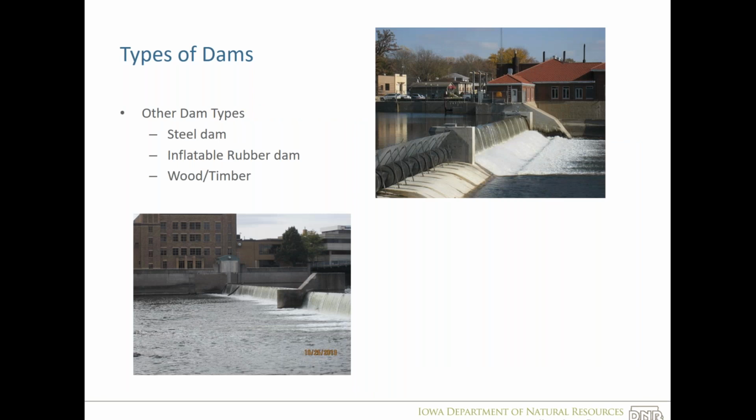And then we have some more unusual kinds of dams. These are called Obermeyer spillway dams, and these are dams that are held in place by a rubber bladder that holds up a steel gate. So these can be raised and lowered to pass higher flood flows and those sorts of things.